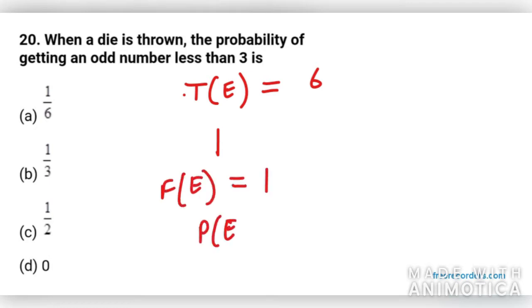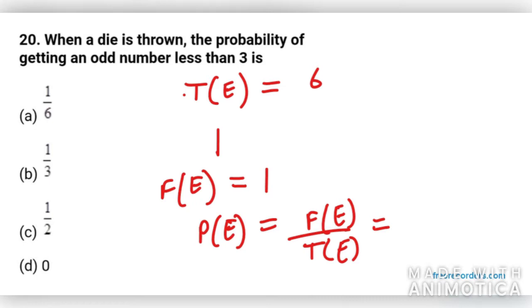So let's find PE. PE will be FE over TE, total number of outcomes. F is denoted as favorable outcomes. So this will be 1 over 6. That means the right option is A.